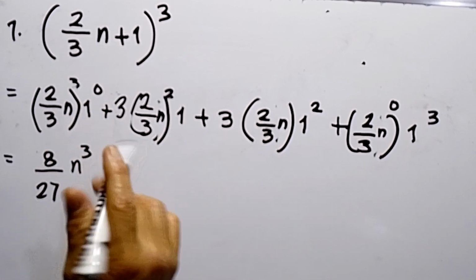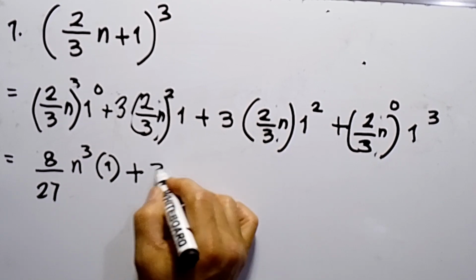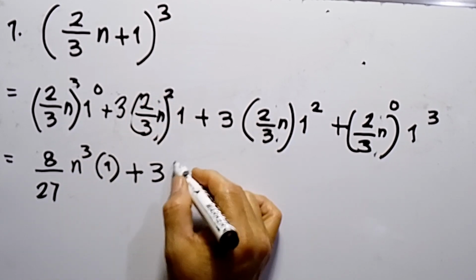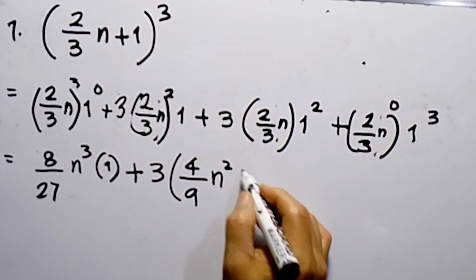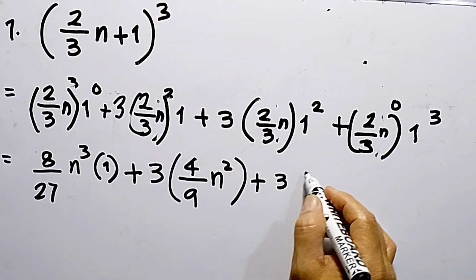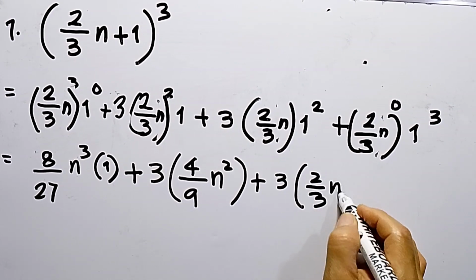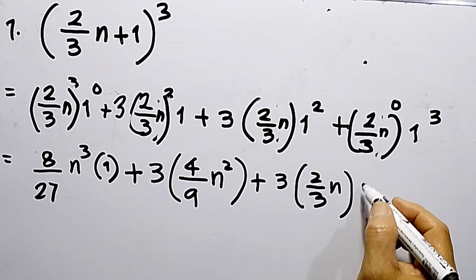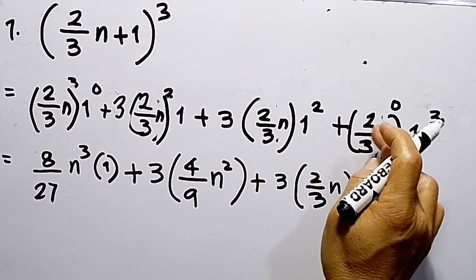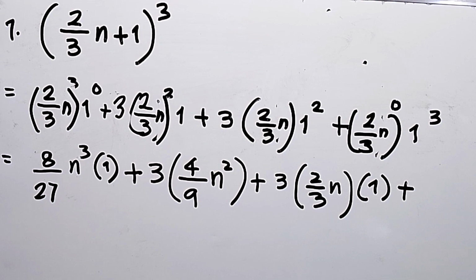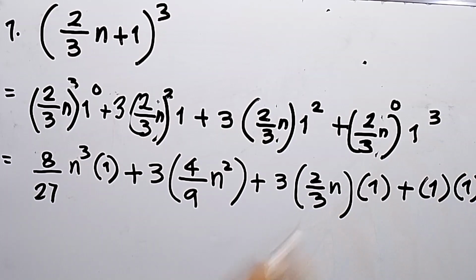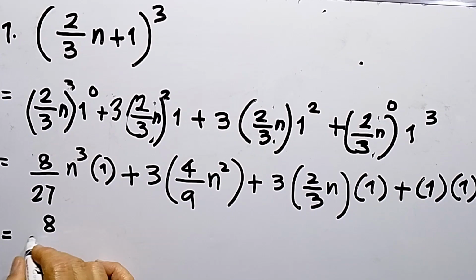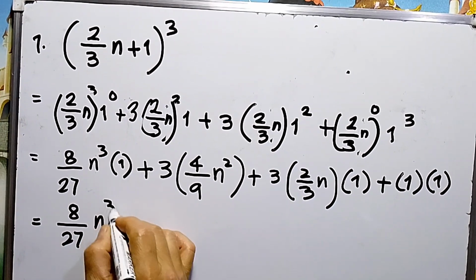Take note, 1 to the 0 power is equal to 1, plus 3. Simplify this one first. This will be 4 over 9, n squared. Next will be plus 3 times 2 over 3n. 1 to the second power is still 1. Then plus 2 over 3n raised to the 0, that will be equal to 1. Then multiply by 1, because 1 to the power of 3 is 1. So this will be 8 over 27 n cubed.